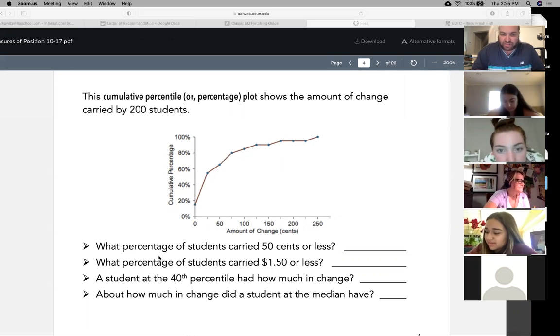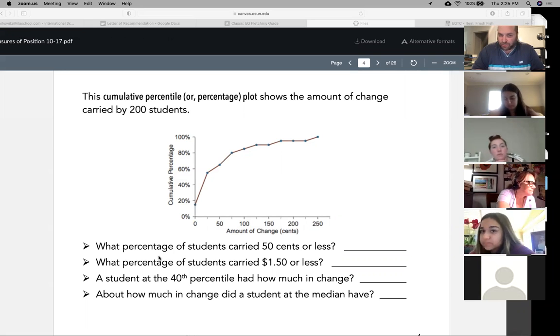What percent of students carried less than 25 cents with them? 58, 59, somewhere around there. What percent carried less than 50 cents with them? About 63%, right? Which is the answer to the first question. What percentage of students carried 50 cents or less? About 60%.